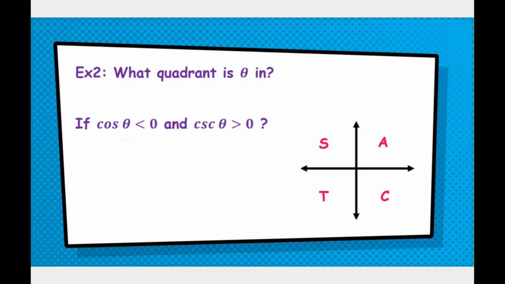All right, here, cosine of theta is less than 0, meaning negative, and cosecant of theta is greater than 0. So I can think about that as sine, right? Sine and cosecant are reciprocals. So I can just ignore that if I want to and just say sine is greater than 0. So where is cosine negative? All students take calculus. Cosine is negative in quadrants 2 and 3. And sine is positive in quadrants 1 and 2.